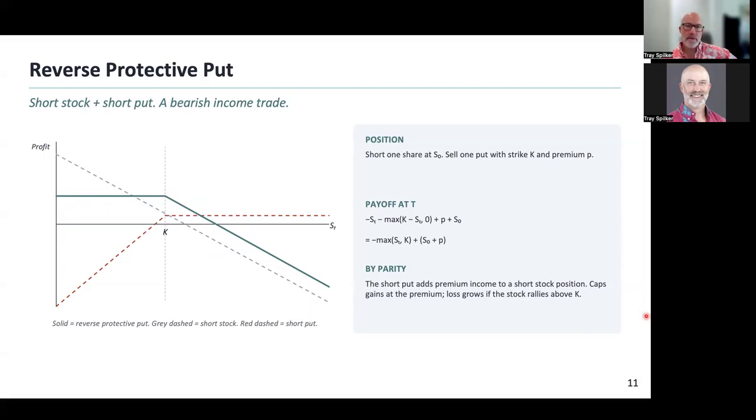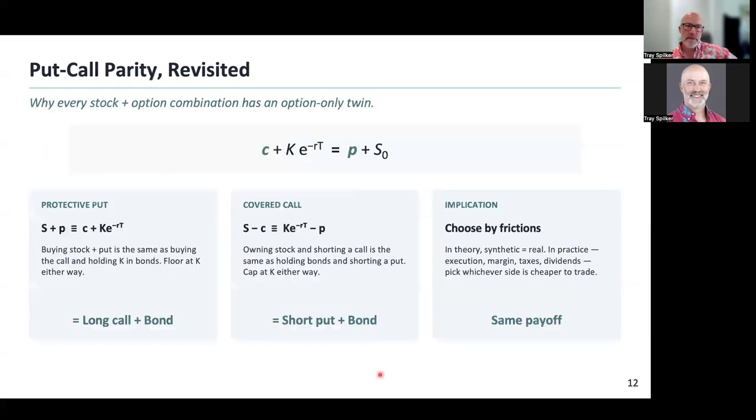All right, so those are the four main positions there. And so I'm just going to revisit the put call parity condition because basically every single one of those graphs showed us put call parity in action. Anytime we have a stock with an option combination, you're going to have an option only twin, as it were, on the other side of the equation. All right, so a protected put looks something like this. Combination of the stock and the put is equivalent to the call option plus the bond. Covered call, S minus C, is a short put plus a bond, and vice versa, right?